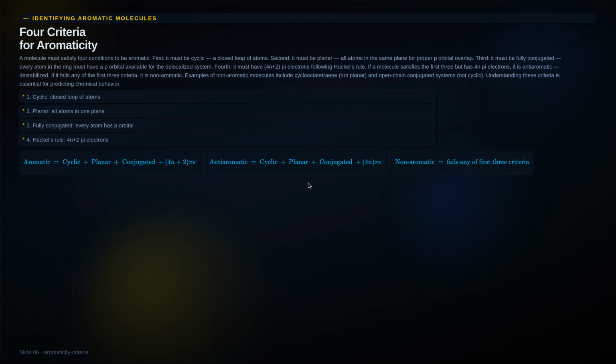If a molecule satisfies the first 3 but has 4n pi electrons, it is antiaromatic, destabilized. If it fails any of the first 3 criteria, it is non-aromatic. Examples of non-aromatic molecules include cyclooctatetraene, which is not planar, and open-chain conjugated systems, which are not cyclic. Understanding these criteria is essential for predicting chemical behavior.